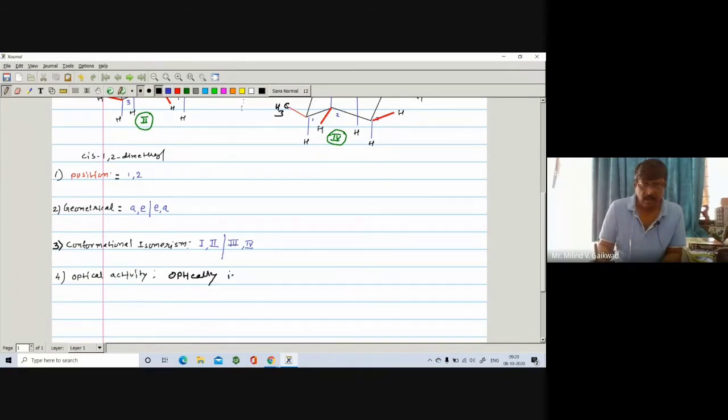Optically inactive compound. So each of these they may ask for separately, for 1 mark, 2 marks or 3 marks. So this is about the optical activity. This point is important. Next one, number 4 point.